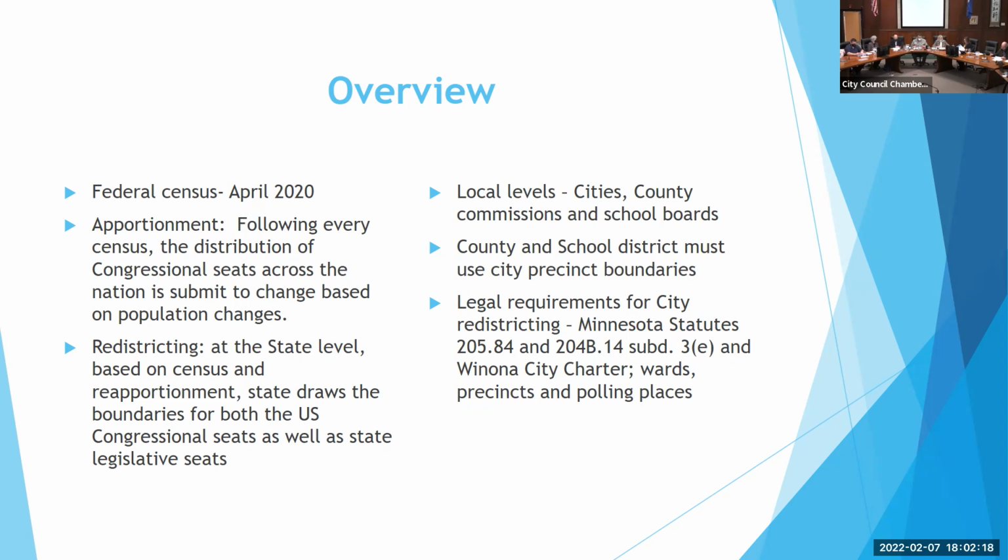And then at the state level, based on the census, the state will draw boundaries for the congressional seats as well as the state legislative seats. Just as a reminder for your state and local government history, Minnesota has 67 Senate seats and 134 representative seats. Then once the state lines are drawn, it comes down to the local level, and it goes to the cities first, and we look at our wards and precincts, and then the county commissions and school boards do their redistricting. The county and school districts must use the city precinct boundaries.